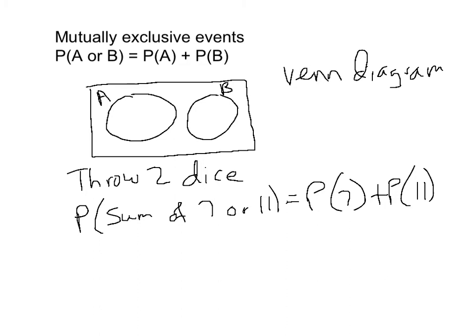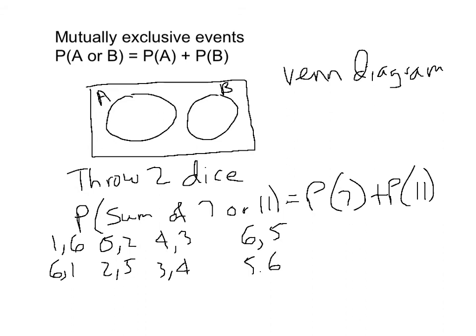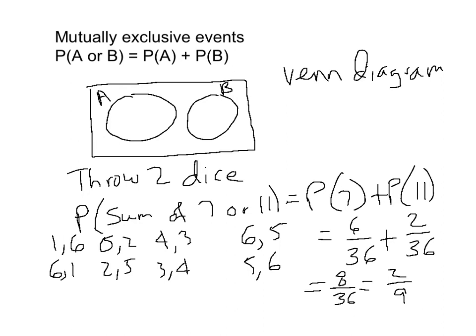The number of ways that we could get a sum of 7 would be to throw a 1 and a 6, a 6 and a 1, a 5 and a 2, a 2 and a 5, a 4 and a 3, a 3 and a 4. The number of ways to get a sum of 11 would be a 6 and a 5 or a 5 and a 6. So the probability of getting a sum of 7 would be 6 out of 36, and the probability of getting a sum of 11 would be 2 out of 36. So we'd have 8 out of 36, which we could reduce to 2 out of 9.